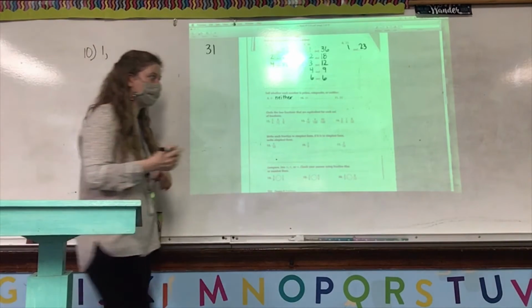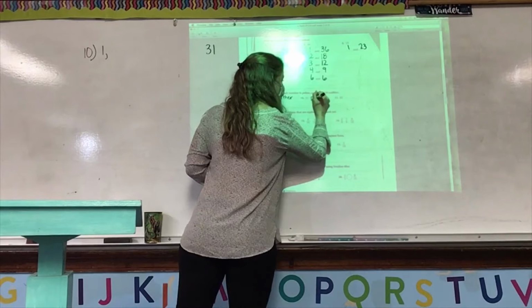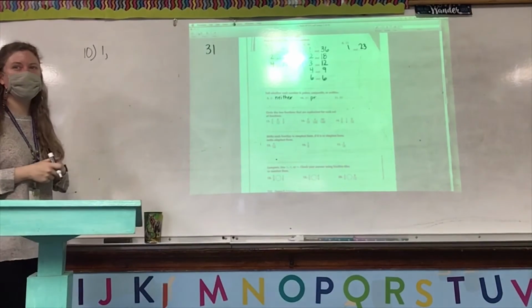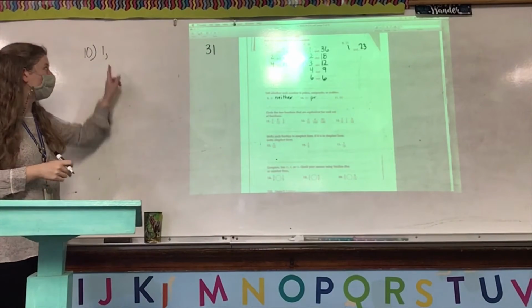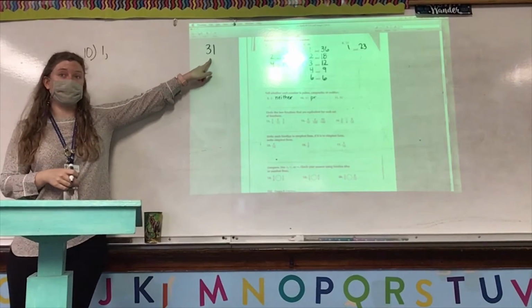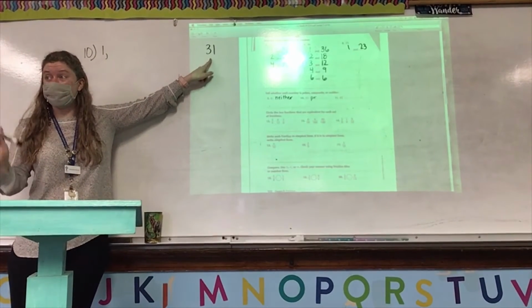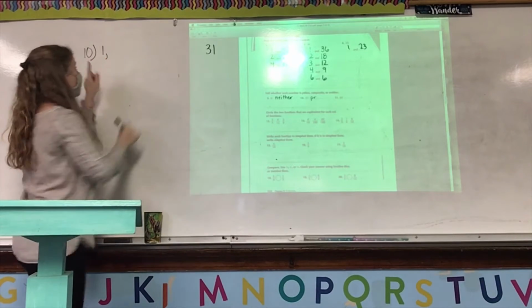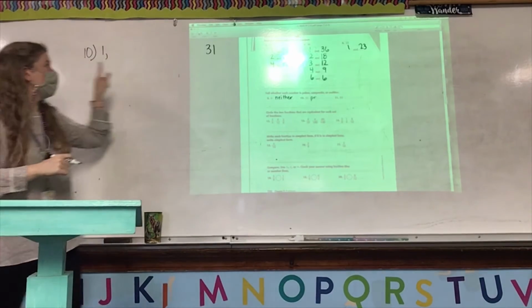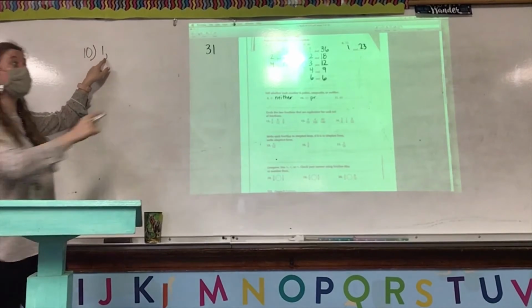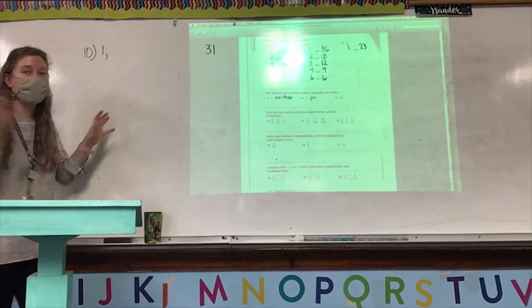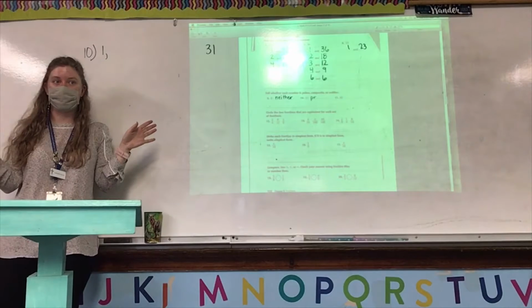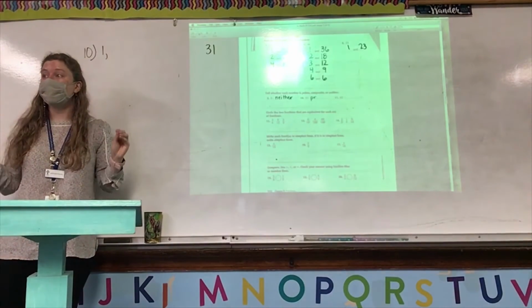Why is it prime? Because it only has one factor. It only has one factor? 1, 2. It has one factor pair. Guys, factor pairs and factors are different. This is a factor pair. This is a factor. So there is one factor pair, but prime and composite don't have anything to do with factor pairs. They have to do with factors.